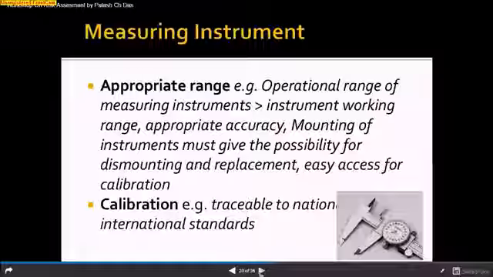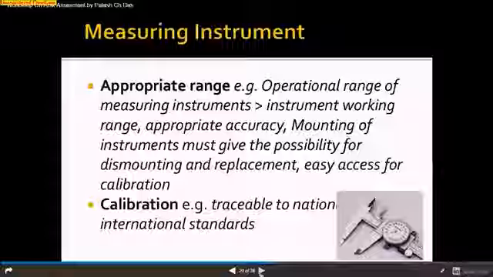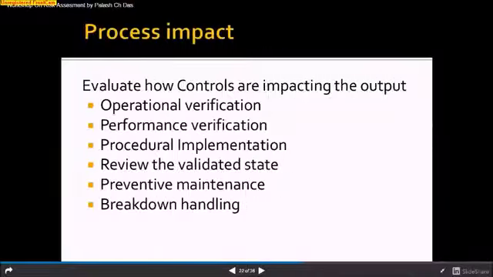Then you know there is a process impact. You need to review in terms of operational verification, performance verification, procedural implementation, and review of validation state, whether the machine is in the validated state or not, preventive maintenance and breakdown handling, how you handle the breakdown. Then you should assess why the breakdown is happening and what corrective actions can be taken to reduce the frequent breakdowns.